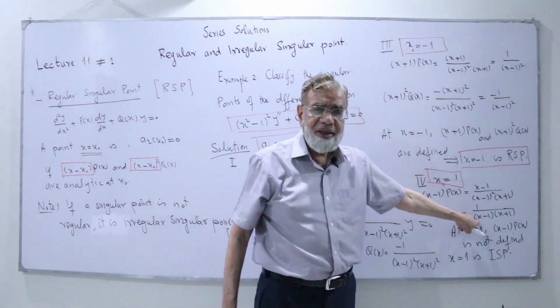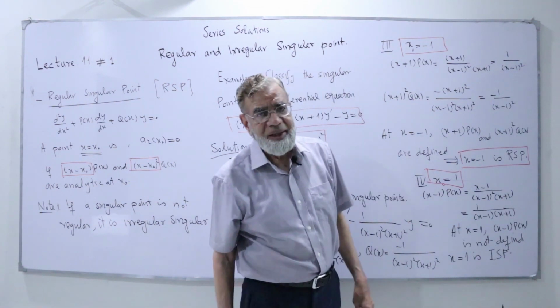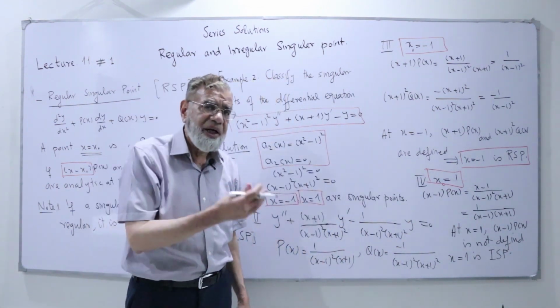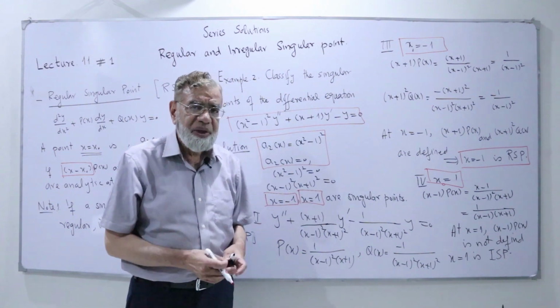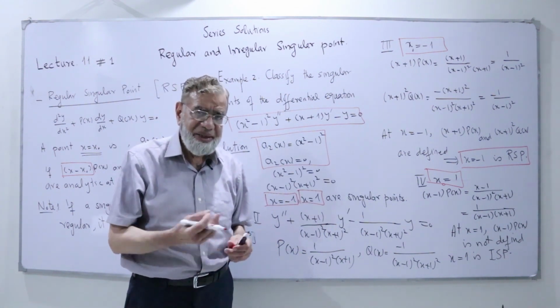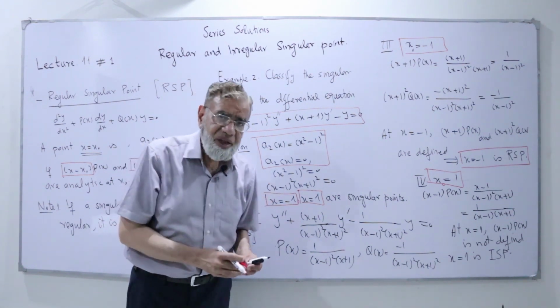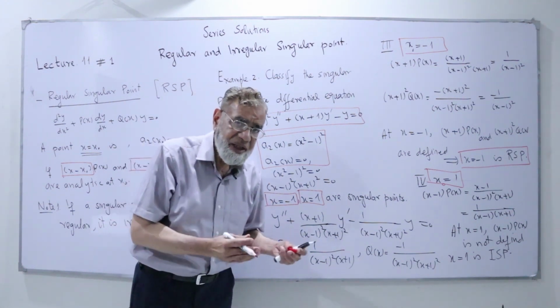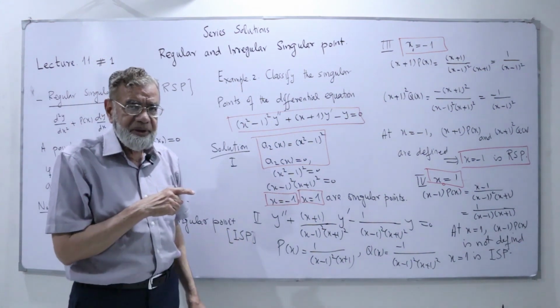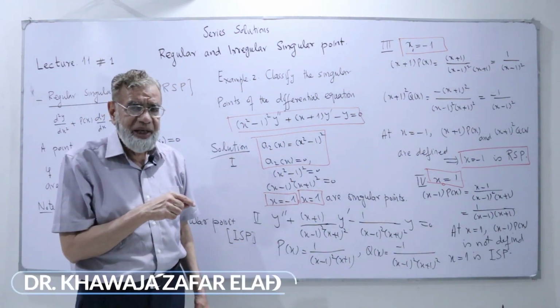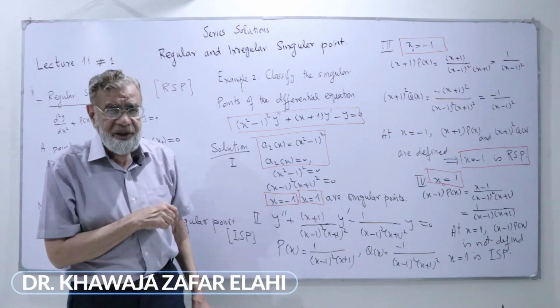Not defined at x equal to 1 means it's not analytic and the point will be an irregular singular point. We don't need to find whether the second part, x plus 1 whole square times q of x, is analytic or not, because one of them is not analytic, which means it's not a regular singular point, it's an irregular singular point.